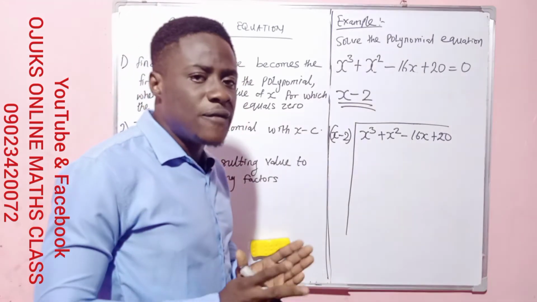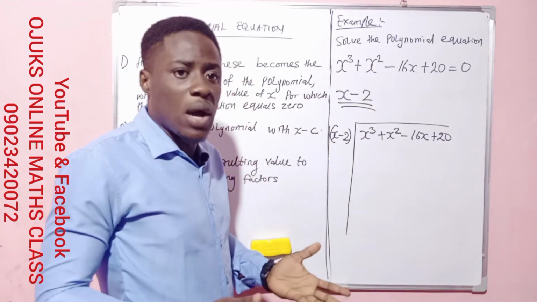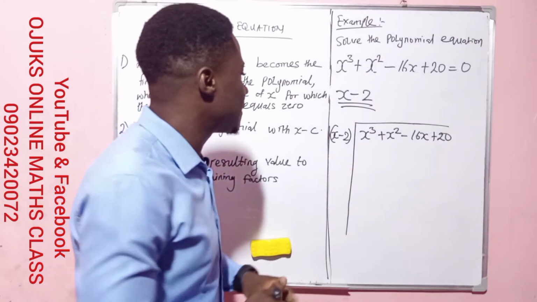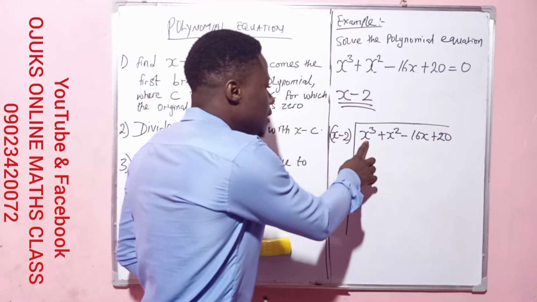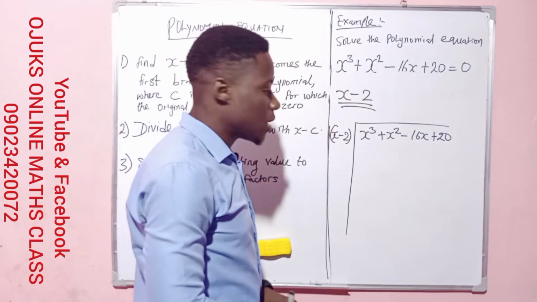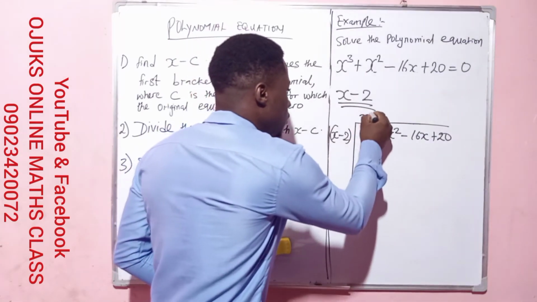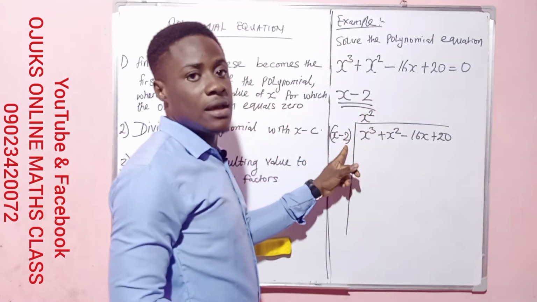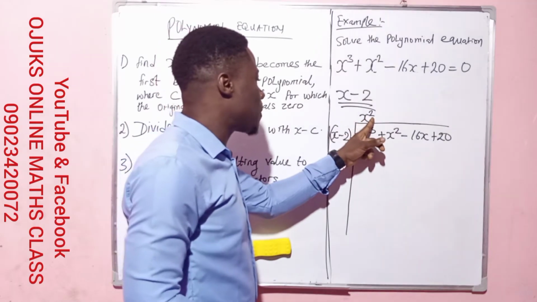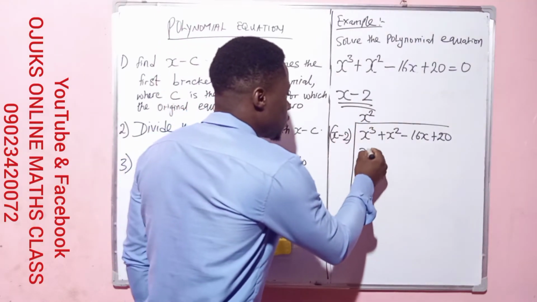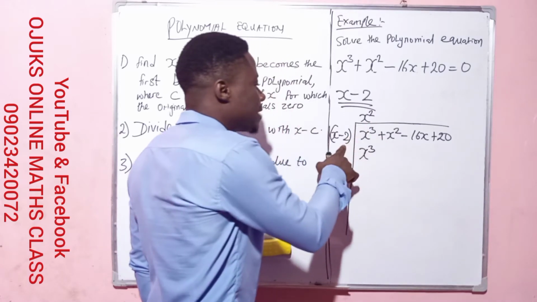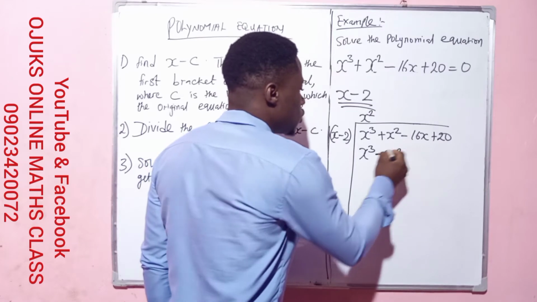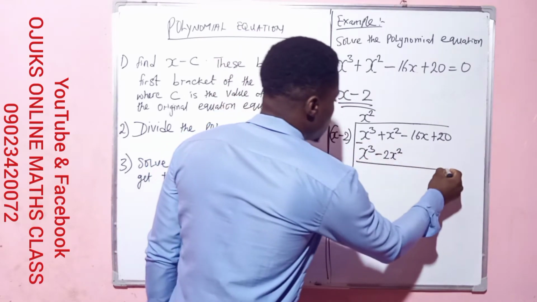Now look up. Very simple, as we are all conversant with division by the long division method. When we divide this, x divides x raised power 3, we'll have x raised power 2. When you get your result, you multiply it by the divisor. X raised power 2 times x gives x raised power 3. X raised power 2 times minus 2 gives minus 2x raised power 2. Then we'll subtract as usual.